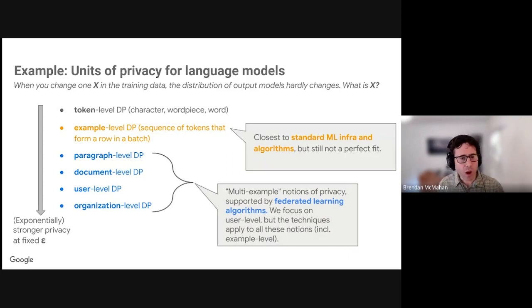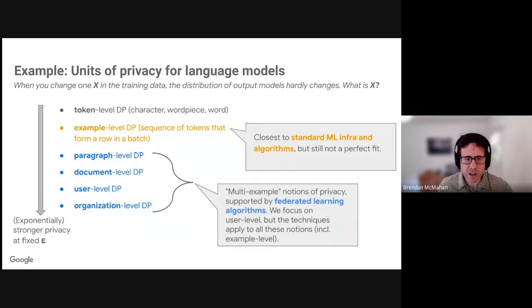The most widely used unit of privacy is probably example level differential privacy. That's the closest to what can be combined with standard ML infrastructure. But it's a bit of an odd notion when it comes to language models, because example level DP there basically means the sequence of tokens that form a row in a batch. And so if you change your model parameters or how you pre-process data, your unroll length, you're actually changing your unit of privacy. So this isn't necessarily a particularly meaningful semantic concept.